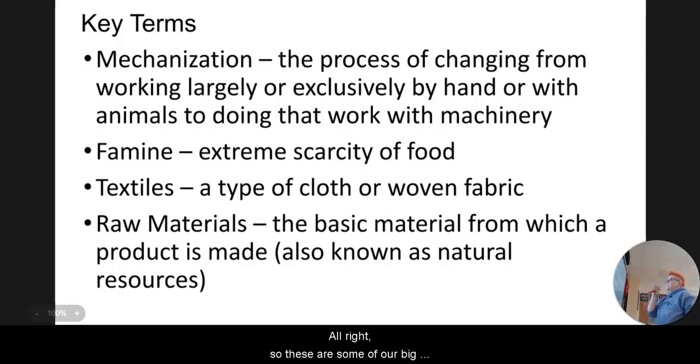All right, so these are some of our big words for today. Mechanization, the process of changing from working largely or exclusively by hand or with animals to doing that work with machinery. So when we say mechanization, we should be thinking about the idea of machinery. So we have mechanization using different tools.